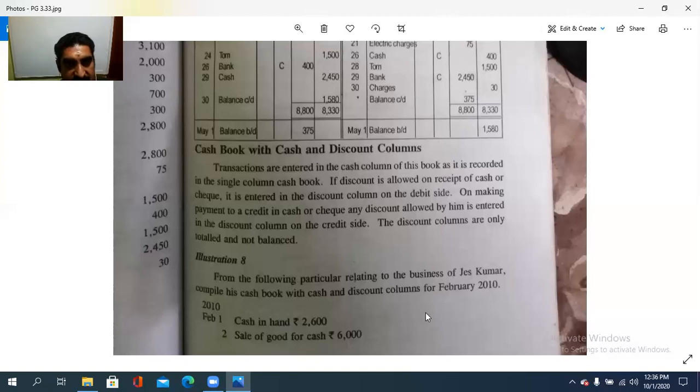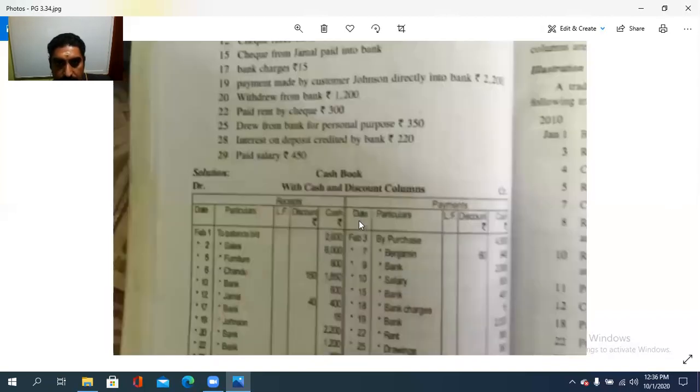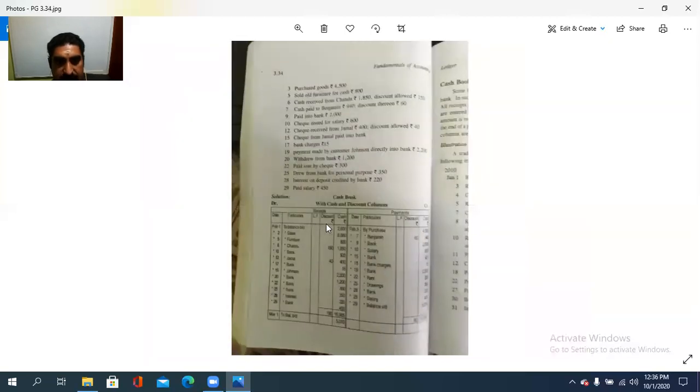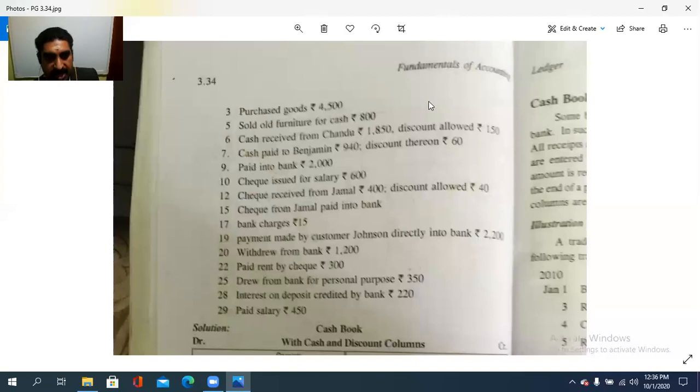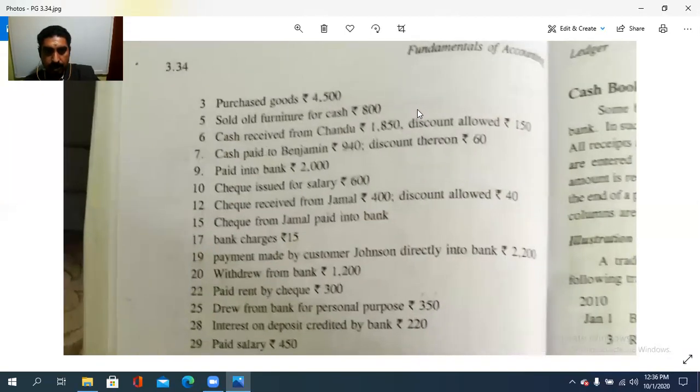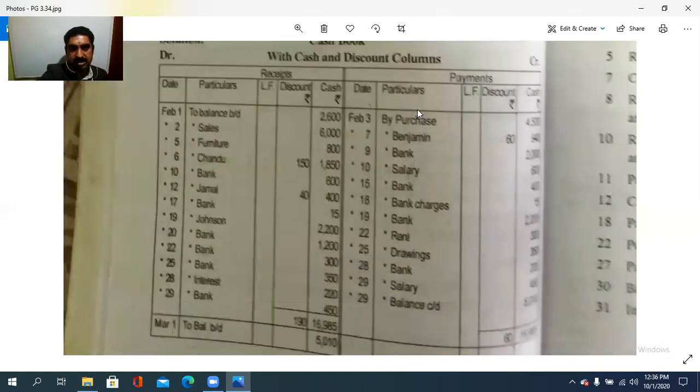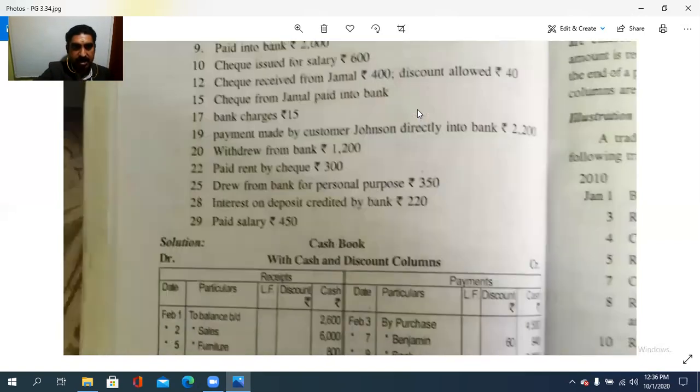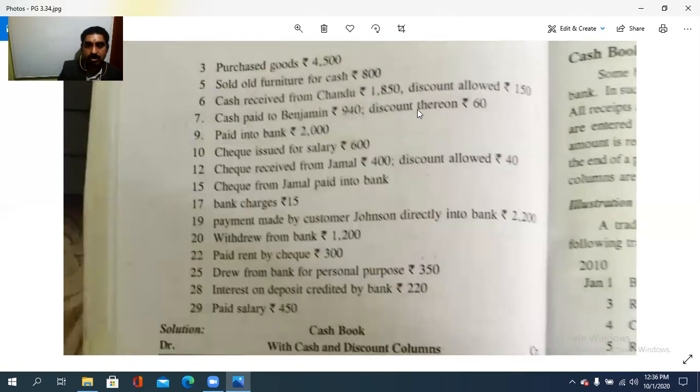Sale of goods for cash. Cash account debtor to sales. So to sales in the cash column, debit side or the receipt side, 6,000, isn't it? See how it is to be. To balance brought down 2,600. Then to sales 6,000. Then purchased goods for cash, purchased goods 4,500. How is it to be coming? By purchases 4,500. Then sold old furniture for cash.